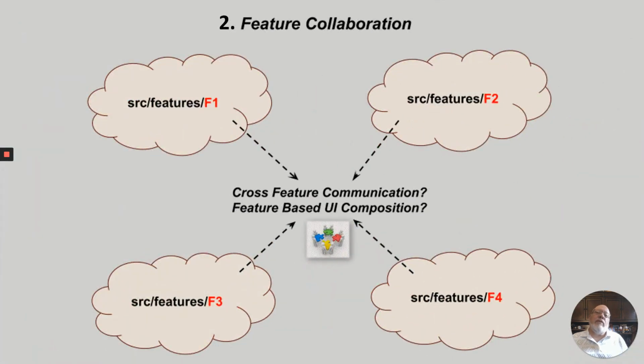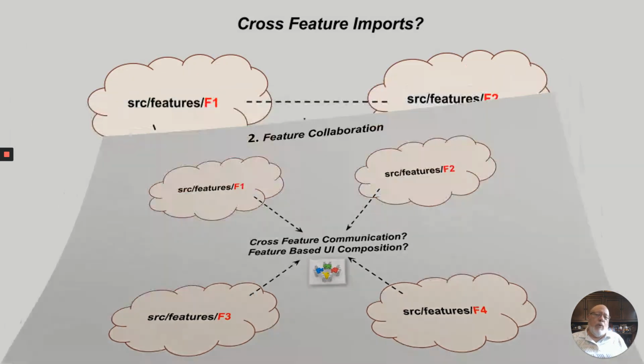The second major tenet that I mentioned is feature collaboration. We've already talked about the fact that we want our features to be isolated, and yet we know that a feature exists as part of an overall larger application. So there's going to be some requirements to collaborate with other features. And this could be just generalized feature sharing across the feature boundaries, as well as UI composition that crosses feature boundaries. So you may be thinking, well, that's not an issue.